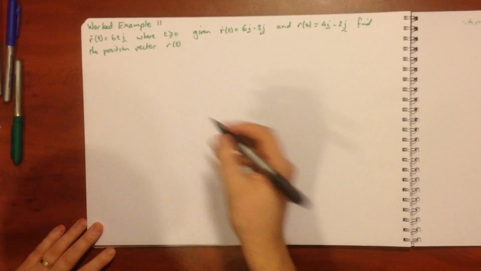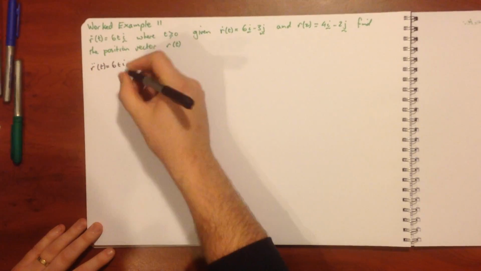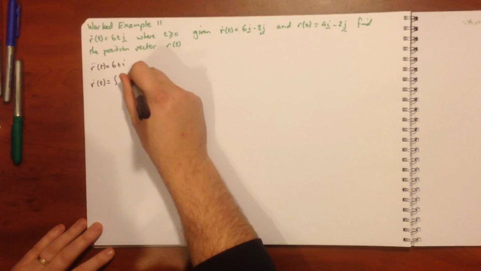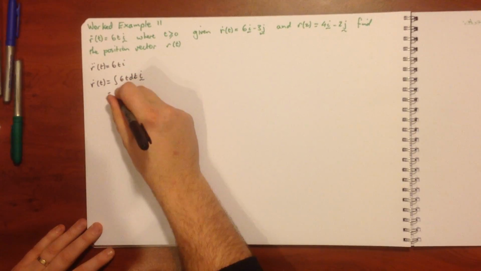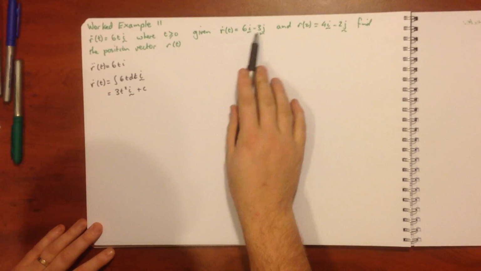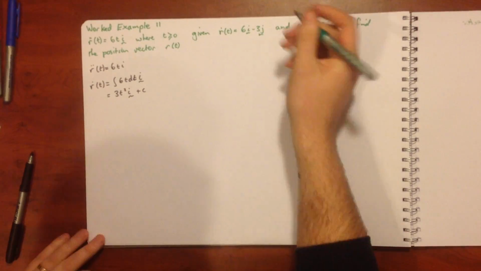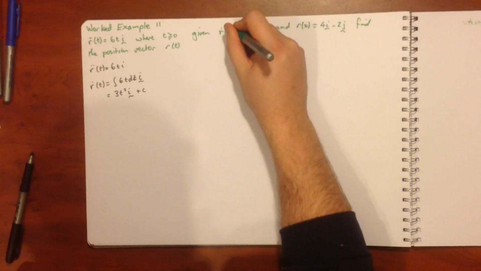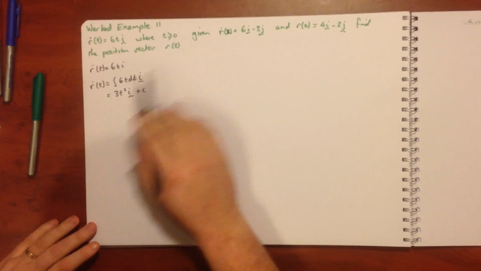What we know is that r double dot(t) is equal to 6t i. That means r dot(t) is equal to the integral of 6t dt i, which is going to be equal to 3t squared i plus c. Now we know this information here though. Sorry, that was not supposed to be t, that's supposed to be a 2 as well. So what we need to do is let t equal 2.